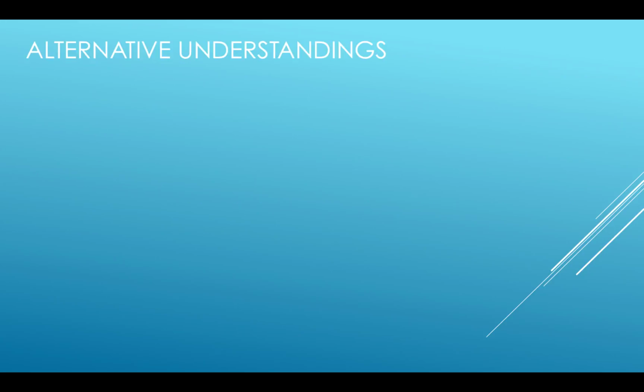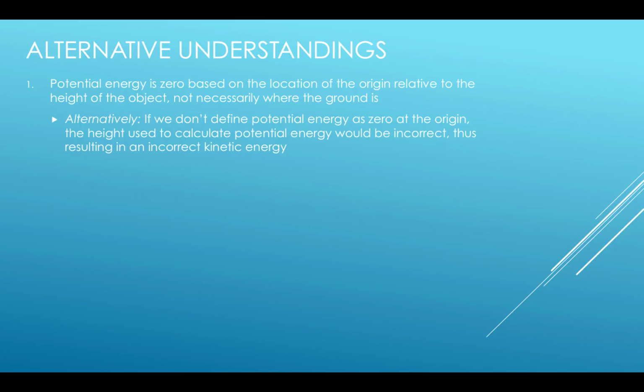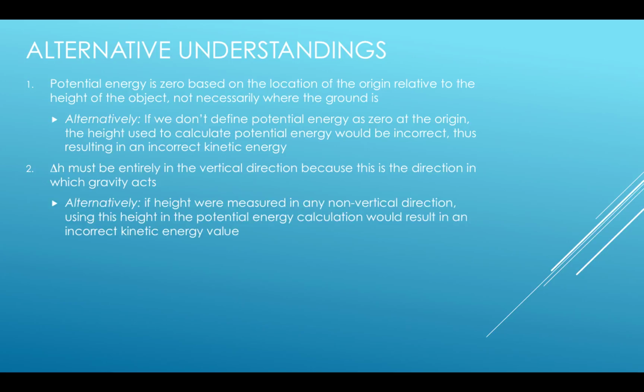The first misconception is that potential energy is zero based on the location of the origin relative to the height of the object, not necessarily where the ground is. Potential energy at the ground does not always equal zero. Alternatively, if we don't define potential energy as zero at the origin, the height used to calculate potential energy would be incorrect, thus resulting in an incorrect kinetic energy. Another misconception is that the height must be entirely in the vertical direction because this is the direction in which gravity acts. Alternatively, if height were measured in any non-vertical direction, using this height in the potential energy calculation would result in an incorrect kinetic energy value.